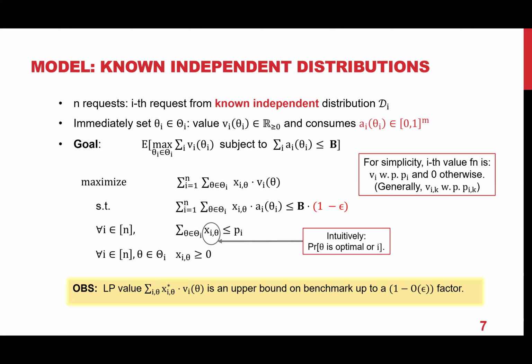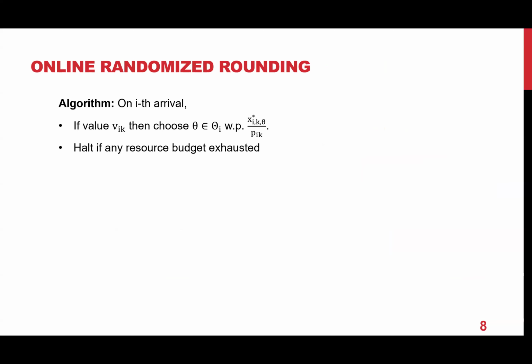Then you can just sum up additionally over k everywhere. But yeah, it's not super important. The point is basically, whenever the ith request comes, roughly I'll play an action based on the LP solution. And the claim is this will be a very good algorithm. It will give me a 1 minus epsilon approximation.